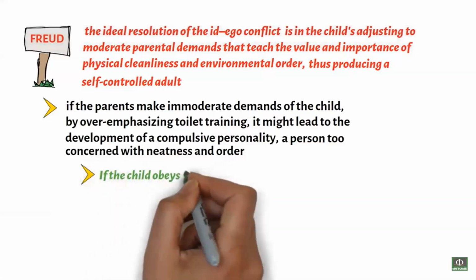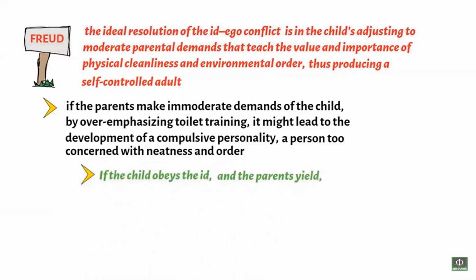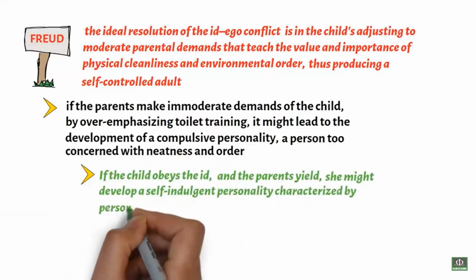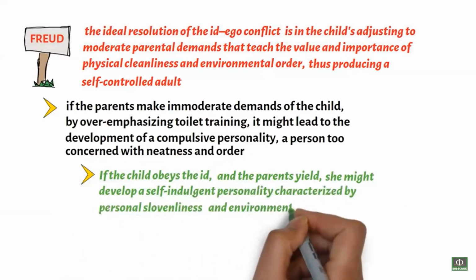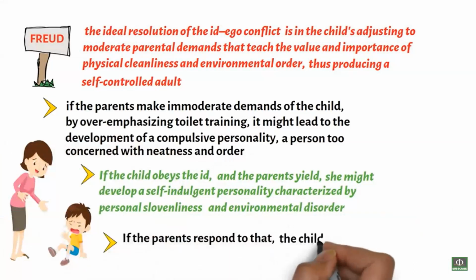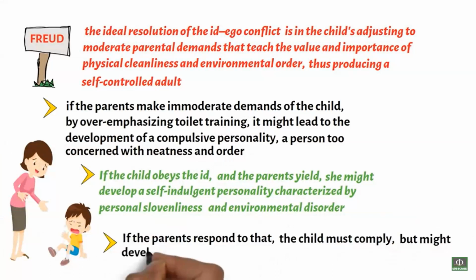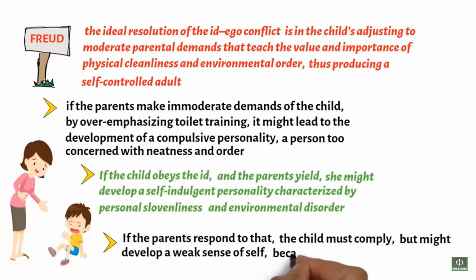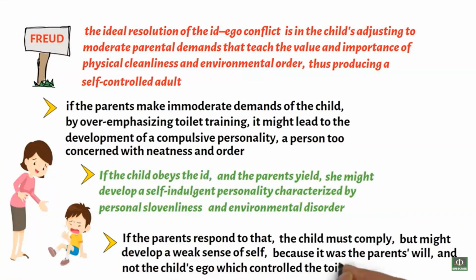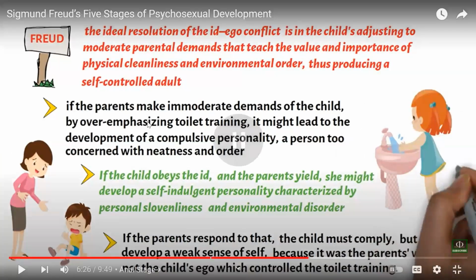If the child obeys the ID and the parents yield, she might develop a self-indulgent personality characterized by personal slovenliness and environmental disorder. If the parents respond to that, the child must comply, but might develop a weak sense of self because it was the parents' will and not the child's ego which controlled the toilet training. This is a very, very important sentence. If the parent responds to that, the child must comply.